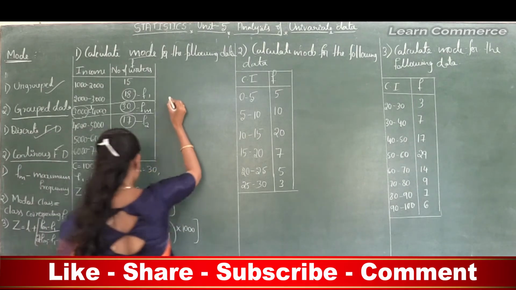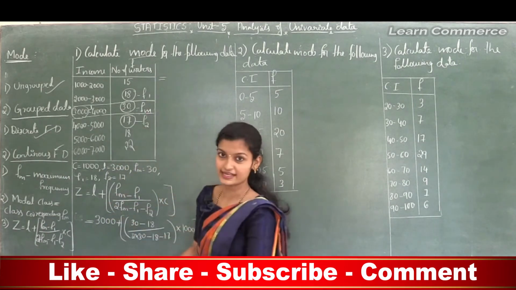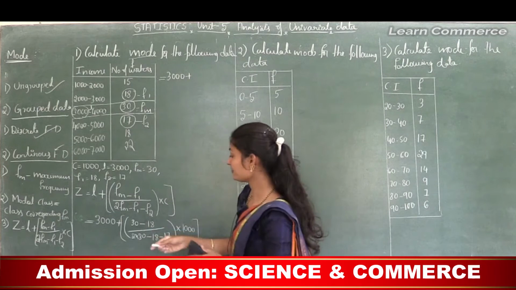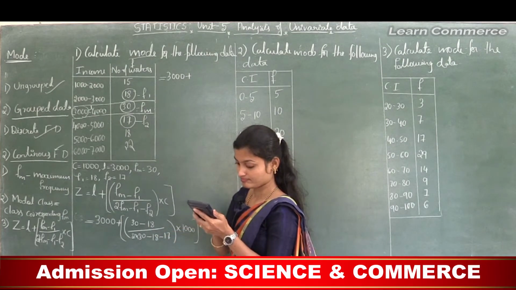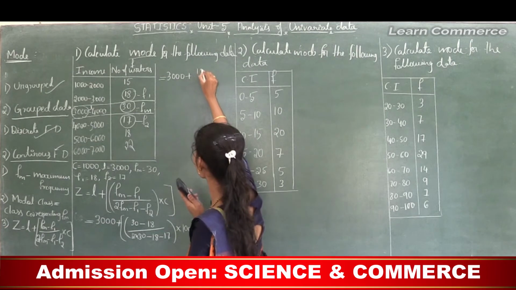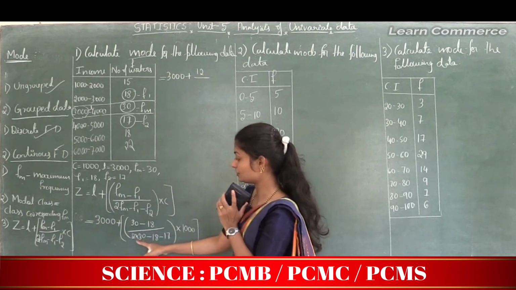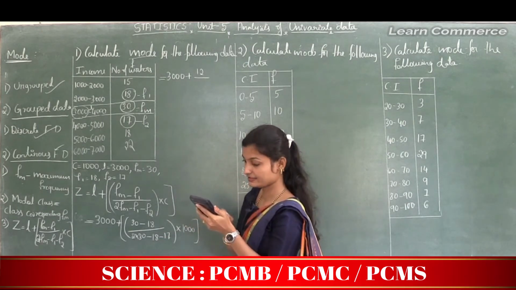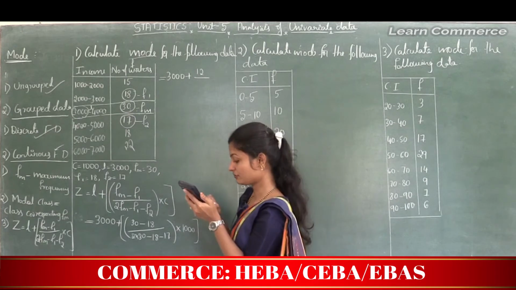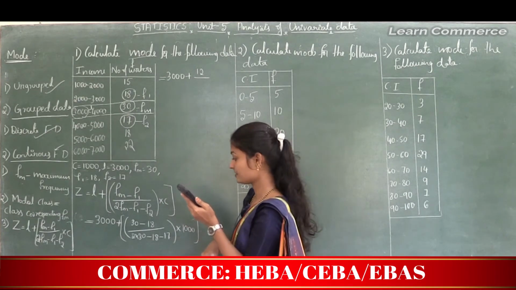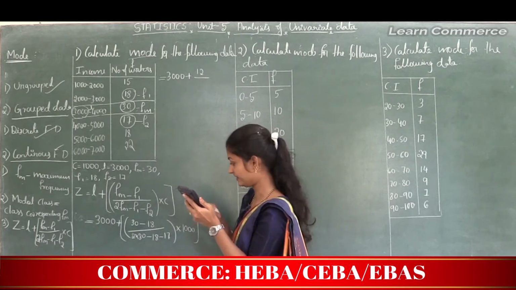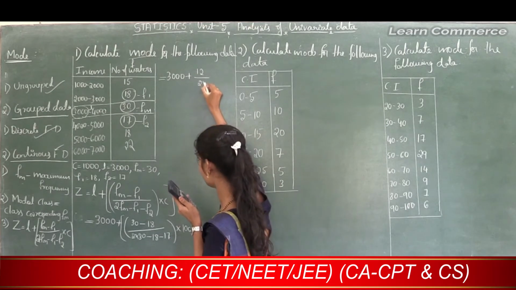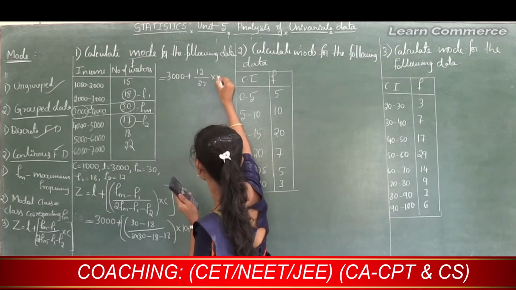Okay, now I will write here. So Z is equal to 3000 plus 30 minus 18, that is 12, divided by 2 into 30, that is 60. 60 minus 18, that is 42. 42 minus 17, that is 25. So 60 minus 18 minus 17, that is 25. So here 12 divided by 25 into 1000.